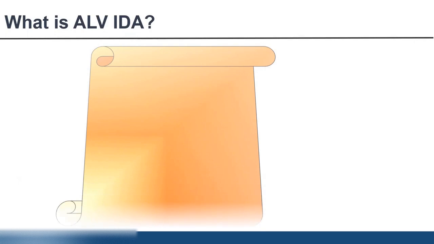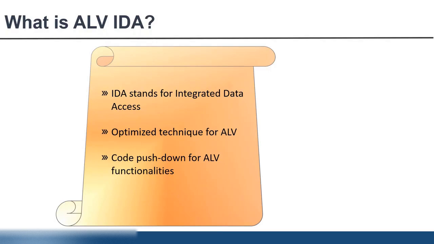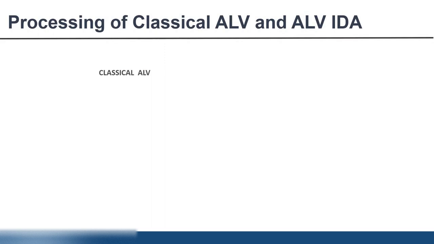What is exactly ALV IDA? IDA stands for Integrated Data Access. It is an optimized technique for ALV in which we can use the code pushdown technique for ALV functionalities. In order to understand how ALV IDA works, it is important that we first understand how classical ALV works.